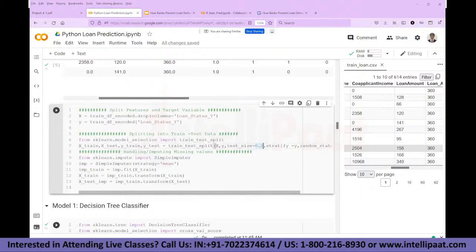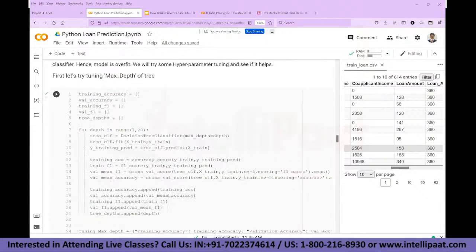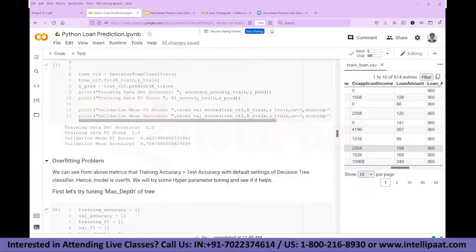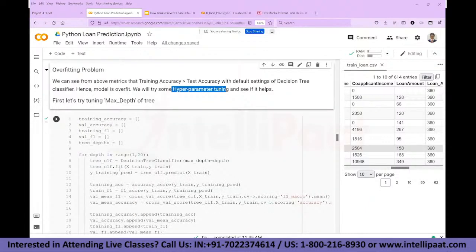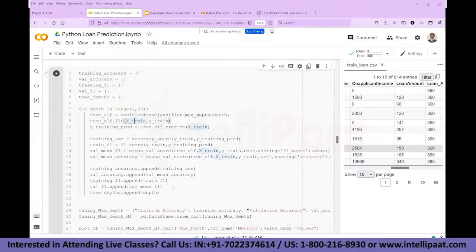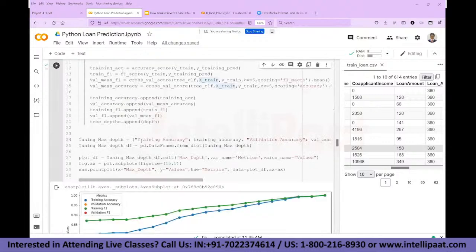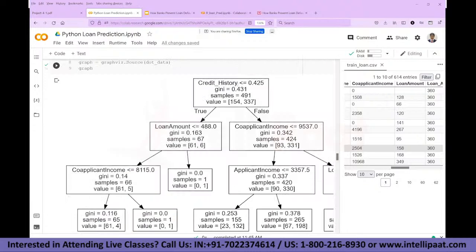Let's move ahead. Once we have this, how do I train this? How do I do hyperparameter tuning? Let's try tuning the max depth of the tree, right? A decision tree looks like this. You have credit history less than or equal to 0.0425. If this condition is true, then move here. If it's false, move here, right? This is how the decision tree classifier works, right?